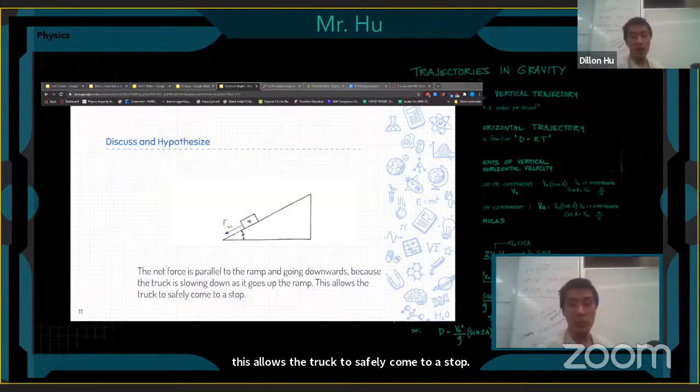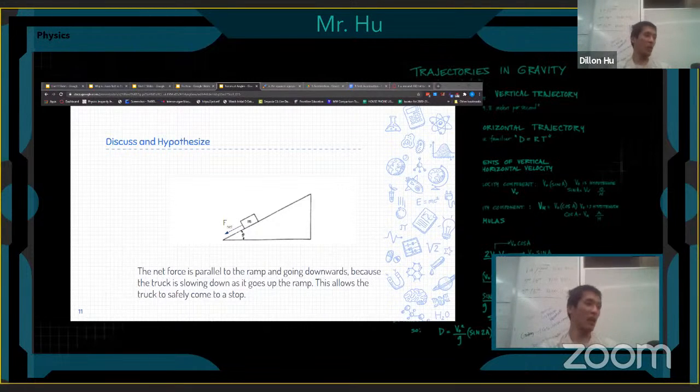We will draw a free body diagram. We will. Don't worry. We aren't quite drawing it yet. We're just looking at the net force, but we will in a few minutes.